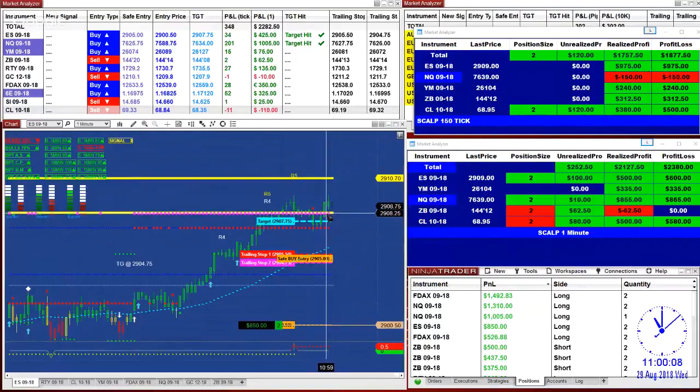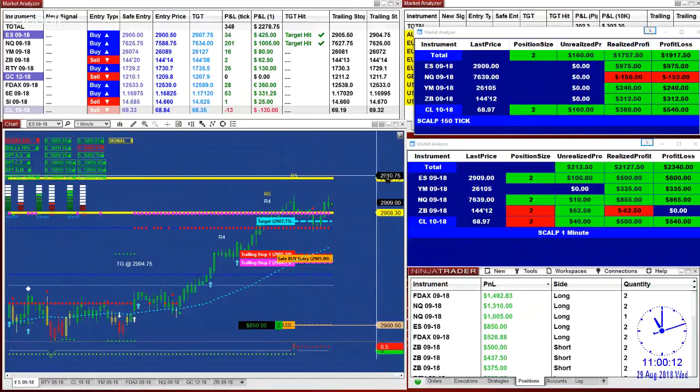this is your, the resistance became a support. Let's see where it's going, that ES.